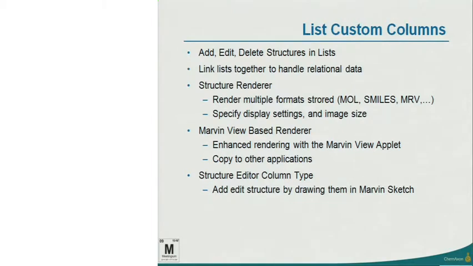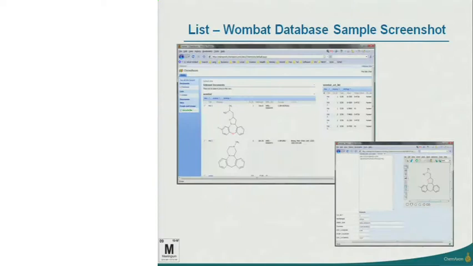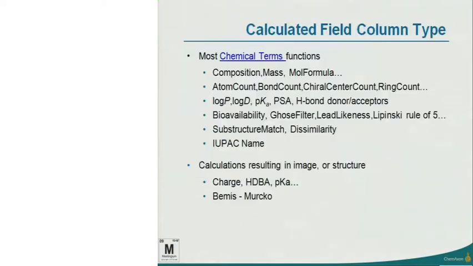Why do we do that? Because with this you can have enhanced rendering. You can rotate the structures around. You will be able to copy them to other applications and maybe one day even paste into SharePoint, which is actually not possible with a simple web-based solution. And the last one will be a structure editor column type, where you will be able to edit the structures with the Marvin Sketch applet. I just put in some screenshots, but I will show you in the demo anyway.